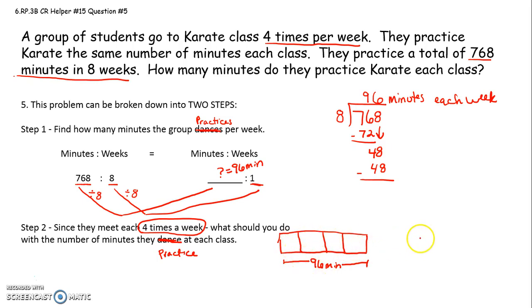So what you would have to do is take 96, divide it by 4 to figure out how many minutes they practice each class. 4 goes into 9 twice, 2 times 4 is 8. 9 minus 8 is 1, drag down a 6. How many times does 4 go into 16? 4 times 4 is 16. Subtract off. They must practice 24 minutes each class.